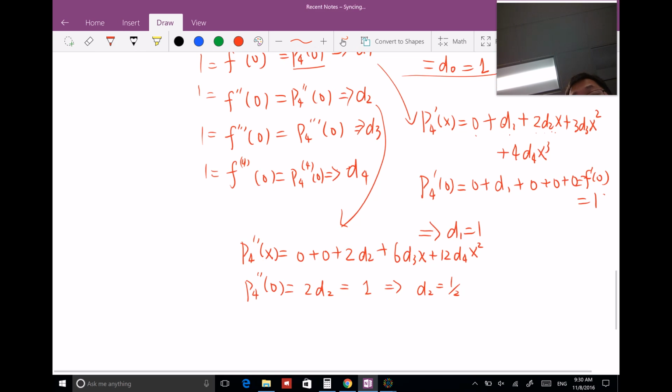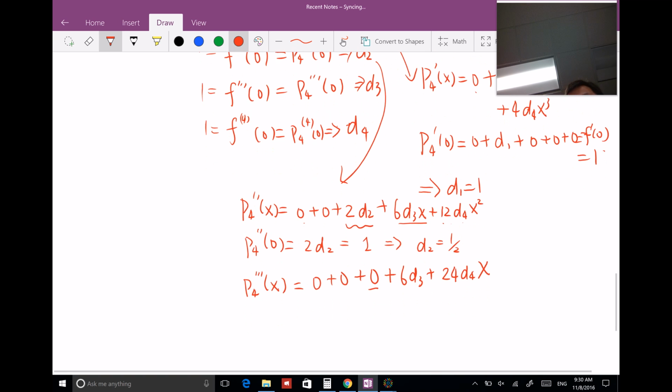Can you continue and help me find d3? The third derivative is going to be 0 plus 0 plus 6d3 plus 24d4x. Yeah, the derivative of d0 is 0, derivative of d1 is another 0, and the derivative of 2d2x is 0 now, because there's no x, it's a constant. So what's the derivative of 6d3x? 6d3. Okay, very good. What's the derivative of 12d4x squared? 24d4x. Perfect.